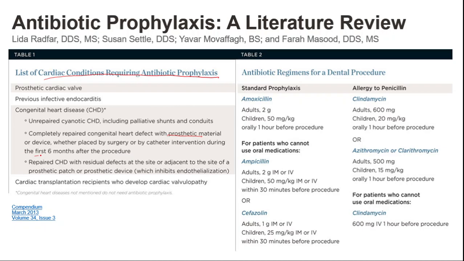So usually first 6 months after the procedure. And then there's repaired congenital heart disease with residual defects at the site or adjacent. So that one. And then cardiac transplantation. Okay. Now, what is the standard antibiotic regimen for antibiotic prophylaxis?